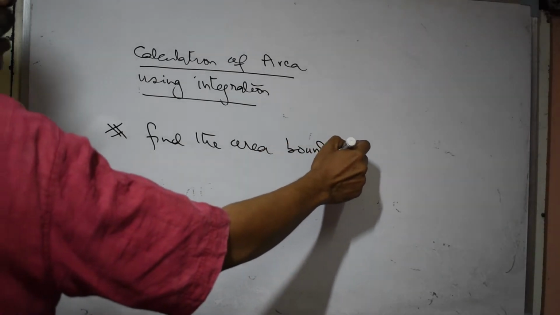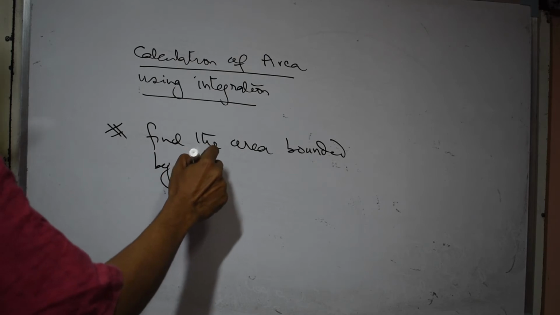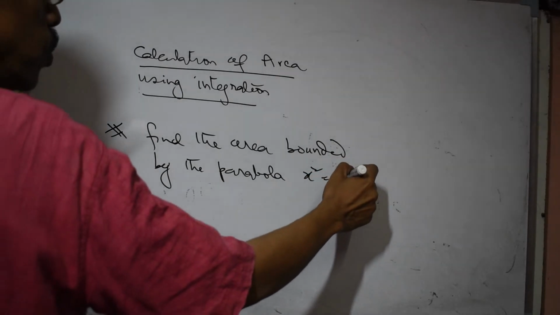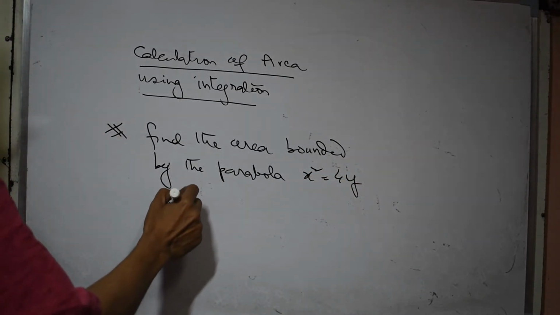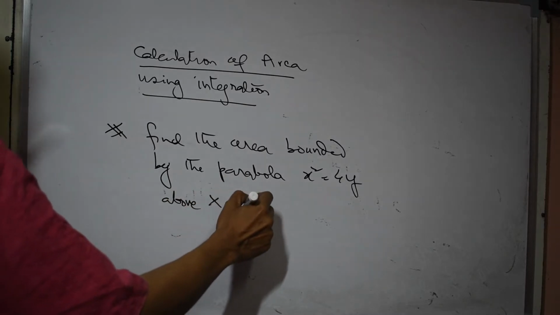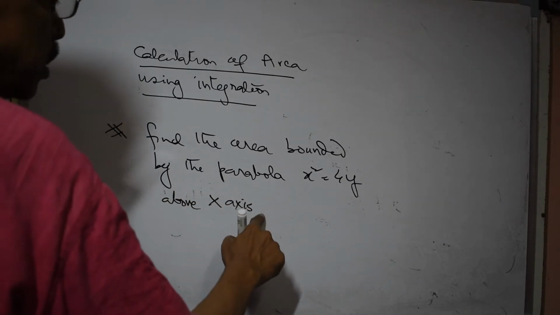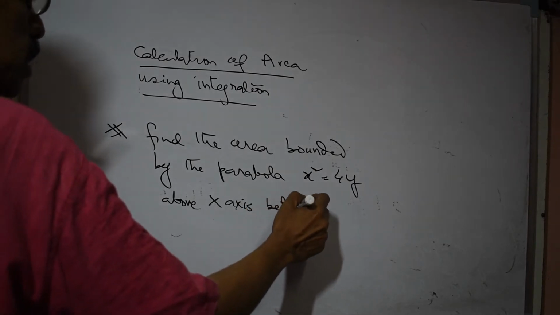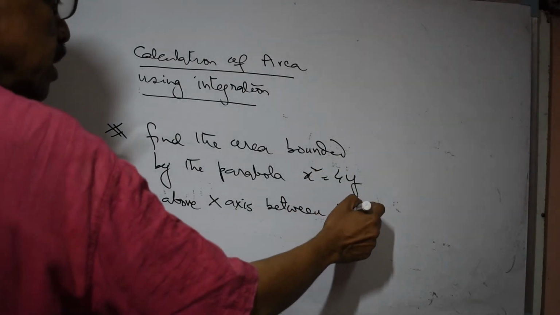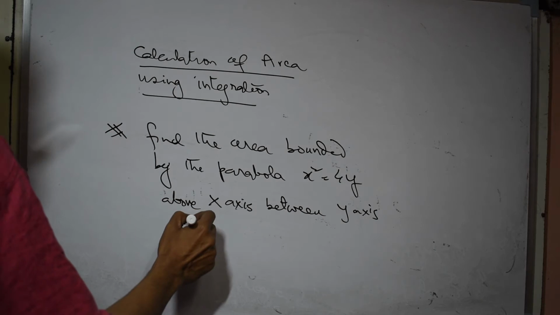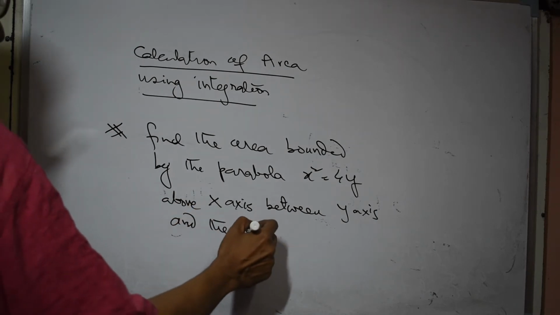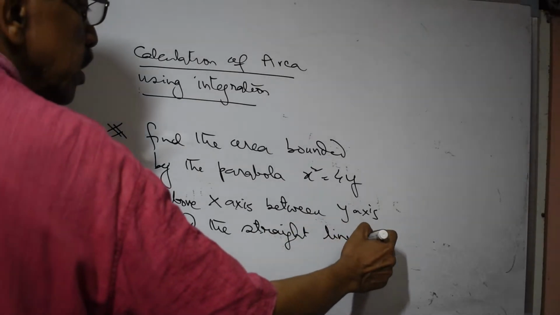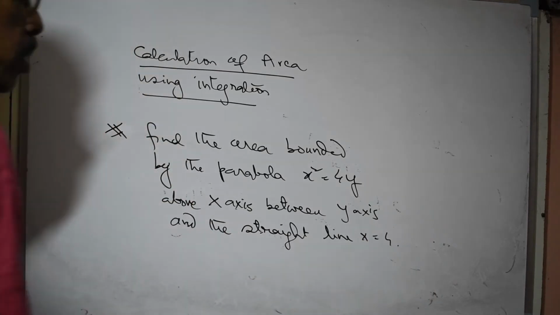Find the area bounded by the parabola x square is equal to 4y above the x-axis, just this much, between the y-axis and the line. A very basic question: the straight line x is equal to 4. It's a very basic question.